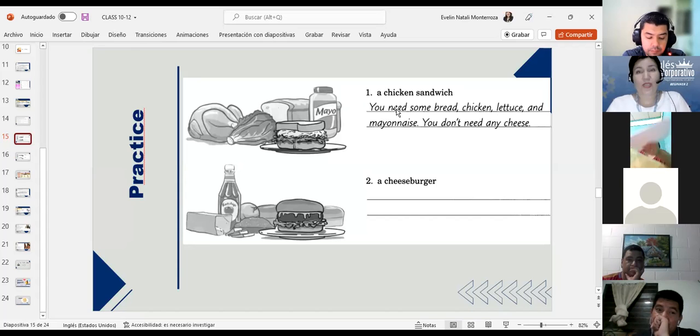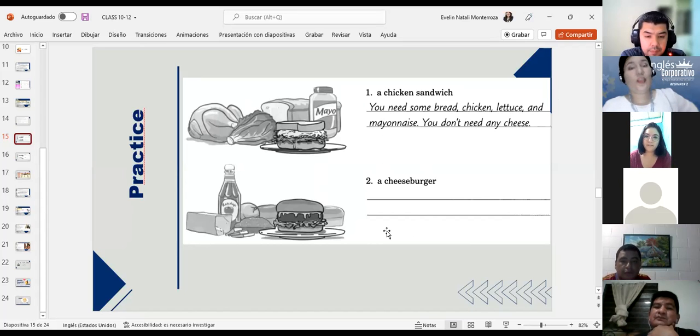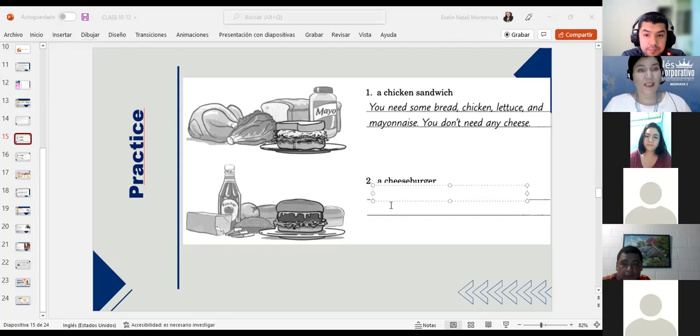For a chicken sandwich, you need some bread, some chicken, some lettuce, and mayonnaise. You don't need any cheese. For a cheeseburger, what do you need? You need bread. Meat. Meat, very good. Cheese. Tomatoes. Ketchup. You need cheese, very good. Yellow cheese or white cheese.